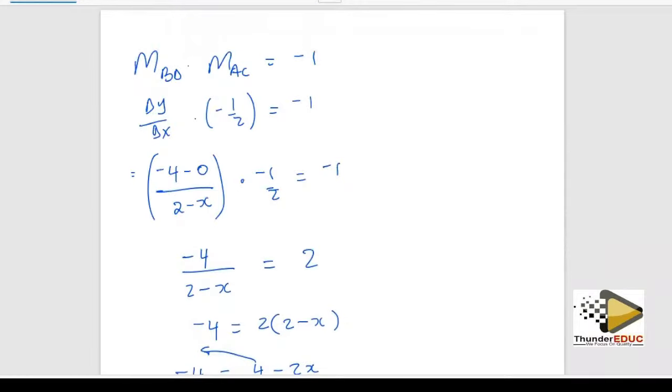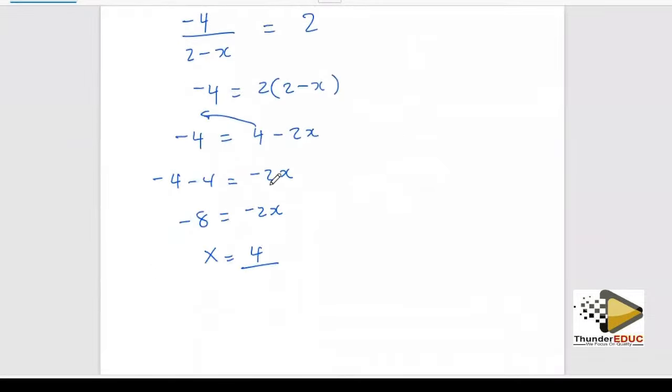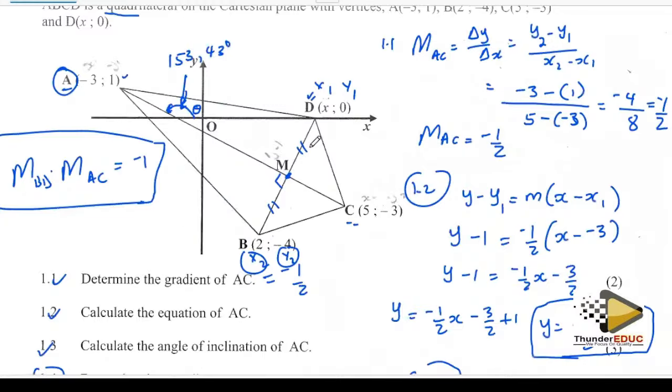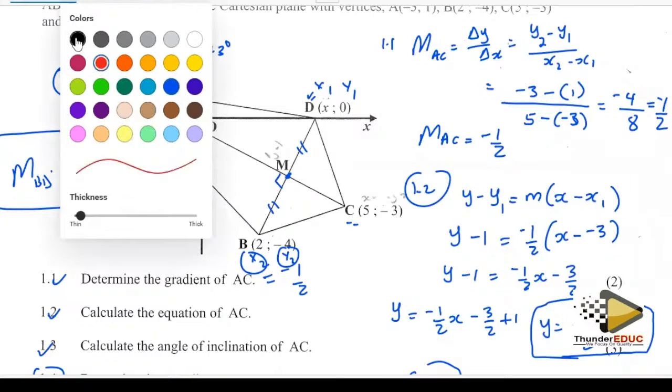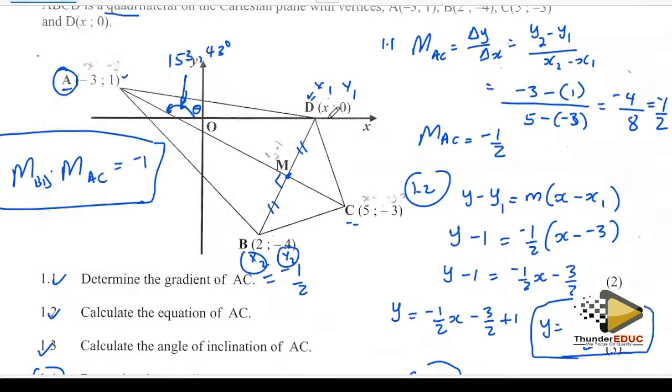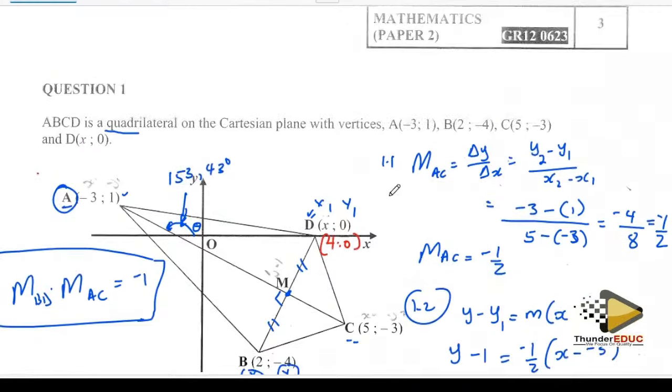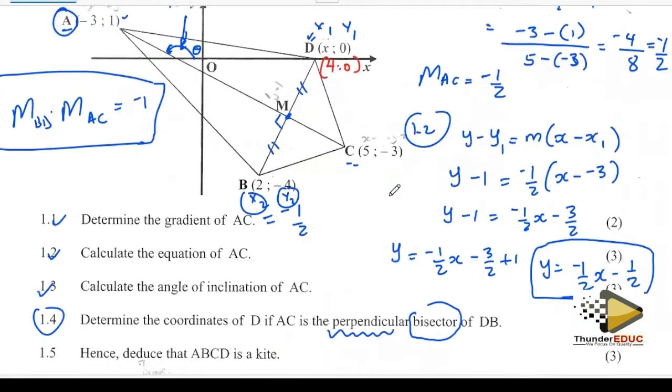So which means that x becomes 4. So which means the coordinates at point D are basically 4 and 0. Coordinates at D will be 4 and 0. All right.